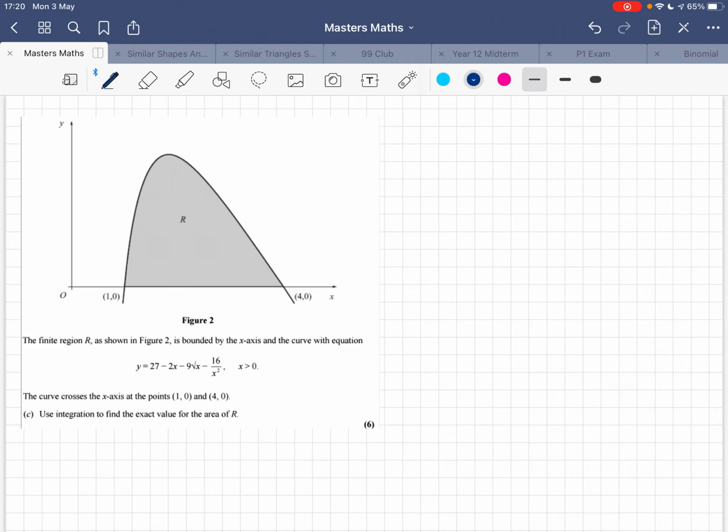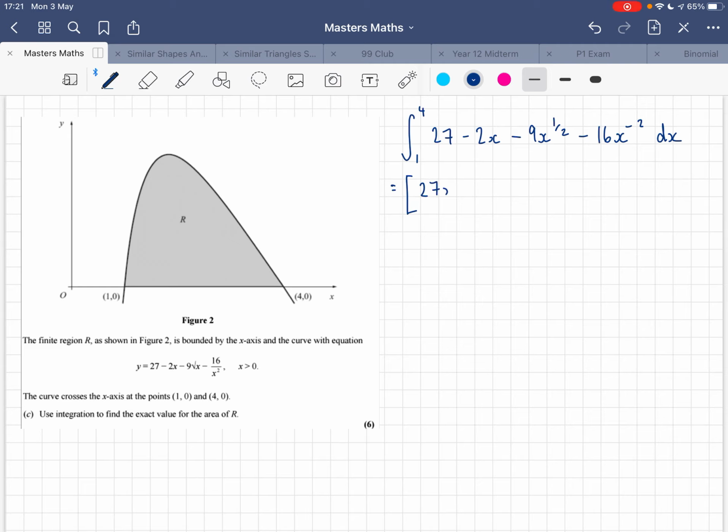So, easily done. We are going to integrate between 4 and 1 the equation 27 minus 2x minus 9x to the power of a half, I'm changing them to powers of x as I go, minus 16x to the power of negative 2 dx. Okay, and now I'm going to integrate it.